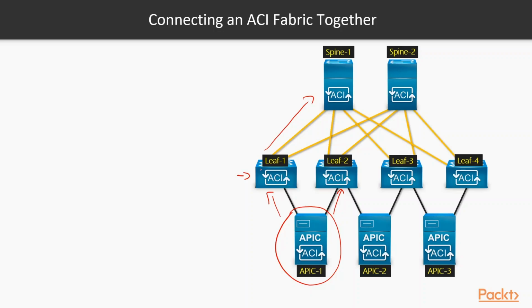So we also mentioned that the leaves are basically connected to the spines. We have one link to spine 1, another link to spine 2, and we want to make sure that we have redundancy on the APIC side as well as the leaf side, right? Let me review what we discussed in section 1, particularly how we connect everything together.